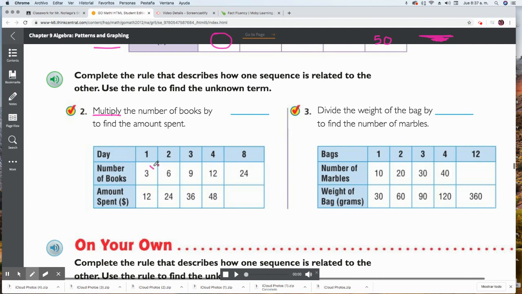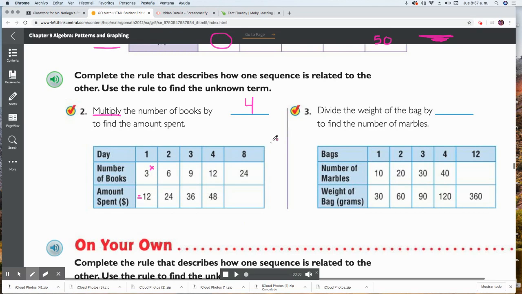So 3 times what number equals 12? What is that number? 7? No, I can hear you. What number times 3 equals 12? 4. So the rule would be multiply the number of books by 4 to find the amount spent. Is 6 times 4 24? Yes. Is 9 times 4 36? Yes. Is 12 times 4 48? Yes. So what is 24 times 4?